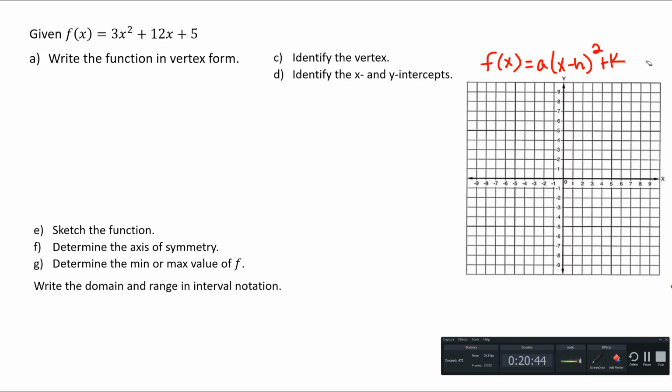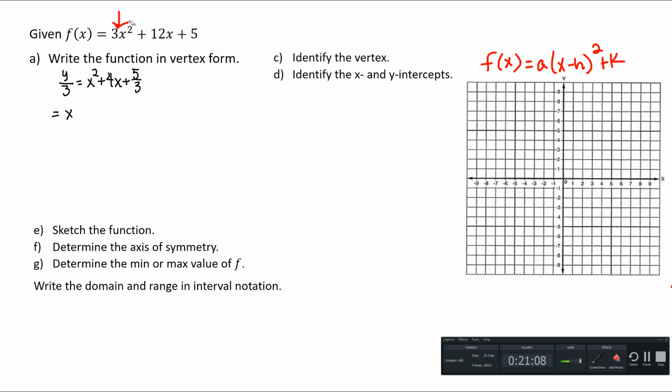And the only way to get it in that form is to complete the square. Fun, fun, fun. So we're going to complete the square, but you can't complete the square unless you have a leading coefficient of 1, and this is 3. So first thing we have to do is divide everything by 3. So y over 3 is equal to x squared plus 4x plus 5/3.